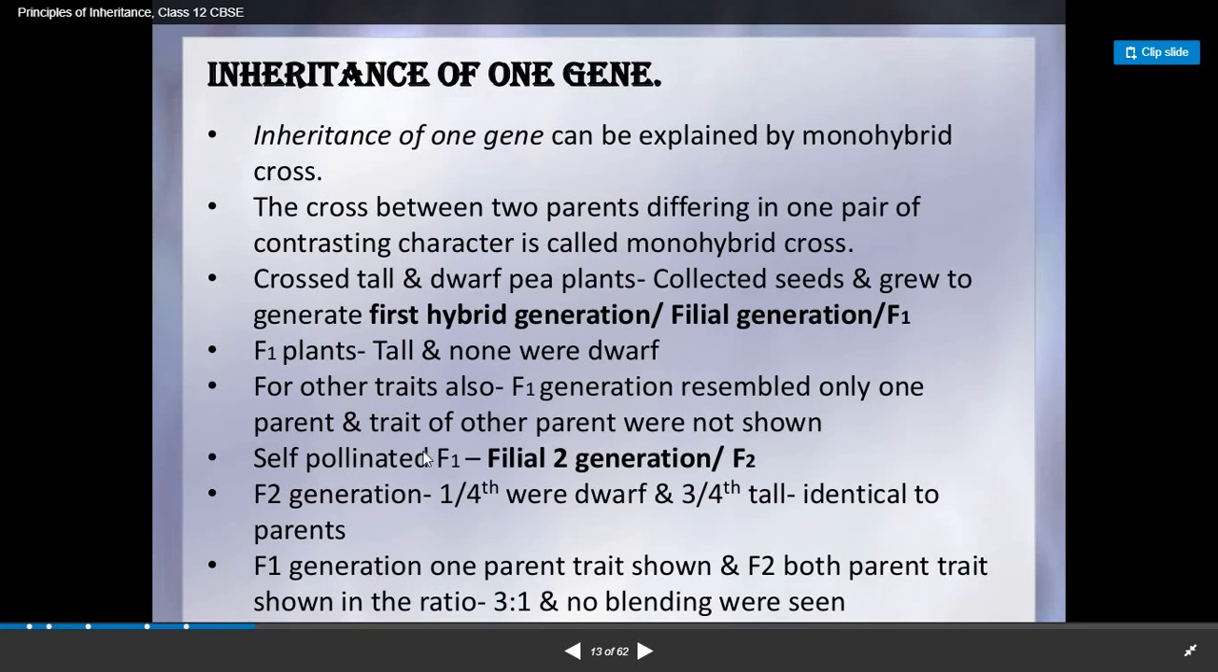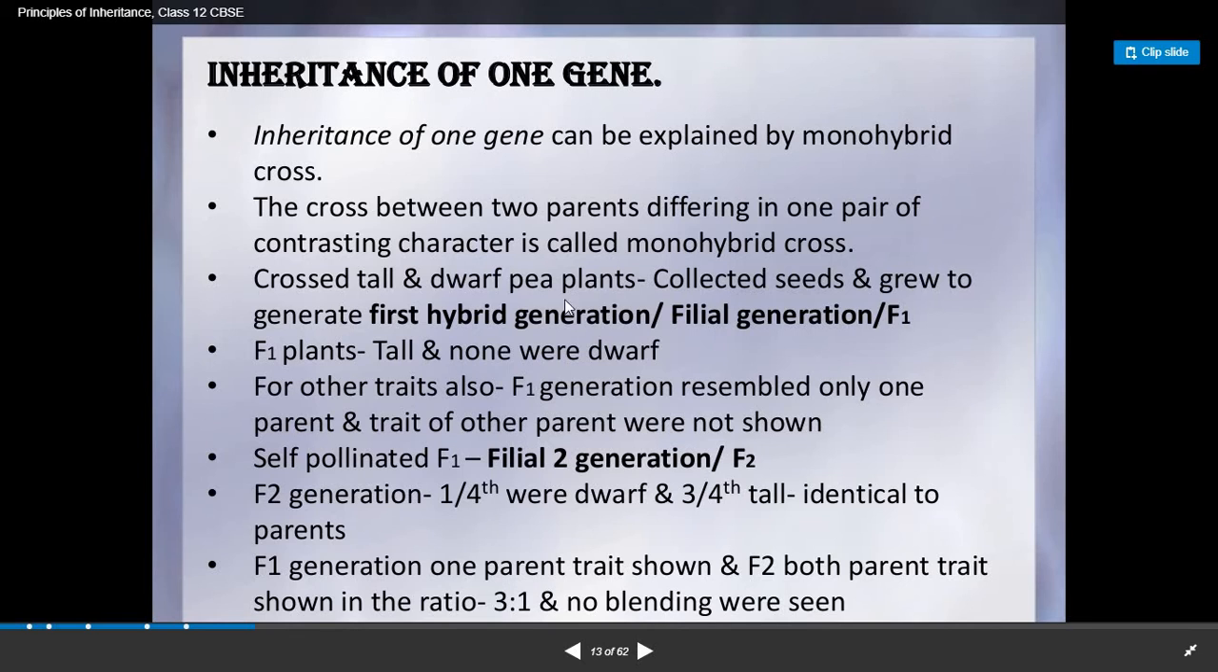When F1 plants were self-pollinated, the F2 generation was obtained, known as the second filial generation, and the first generation is known as the first filial or F1 generation. In the F2 generation, the results were 1/4 dwarf and 3/4 tall, identical to the parents. In the F1 generation, one parent trait is shown, and in F2 both parent traits are shown in the ratio 3:1.